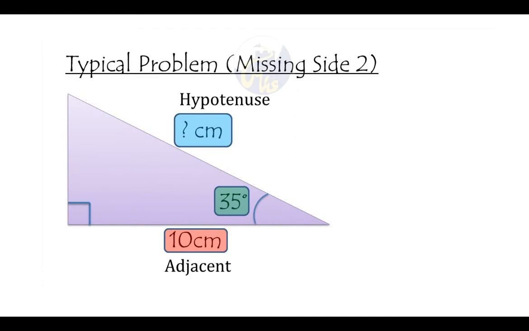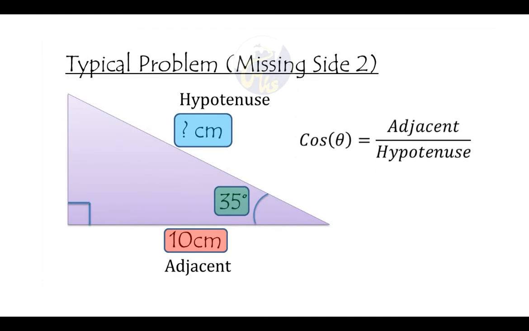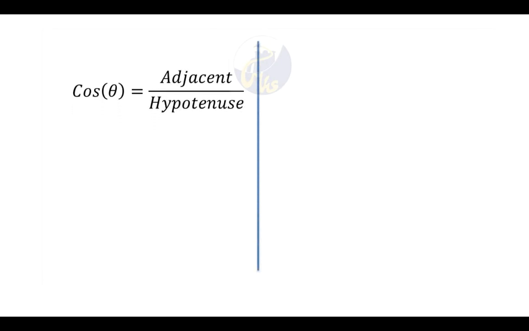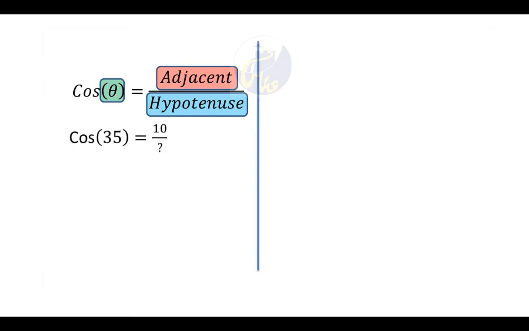Now the only formula that involves adjacent and hypotenuse is the cos formula, so we're going to use that, and on the next slide I'll go through how we use it to get the answer to the length of the hypotenuse. So again, we look at the colour coding and the information that we're dealing with, substitute in the values, and we end up with cos 35 equals 10 over this question mark, 10 divided by something.